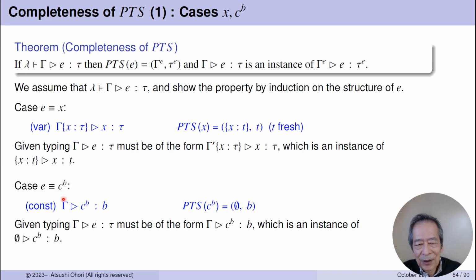Similarly for the constant case. So this is a comment, right? The typing of a constant is derived by this axiom rule, and the definition of PTS is just this pair. And then the given typing, an arbitrarily chosen derivable typing, must be of this shape because this is the rule to derive the typing. So it must be this shape, and this is an instance of this one, right? So we have completed two cases, and two other cases remain.